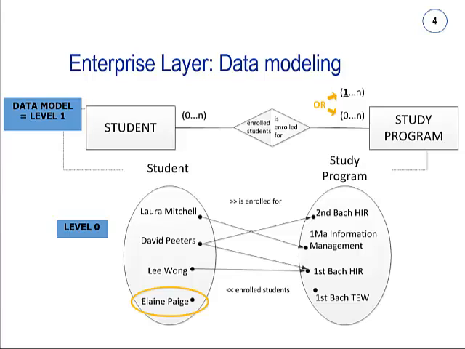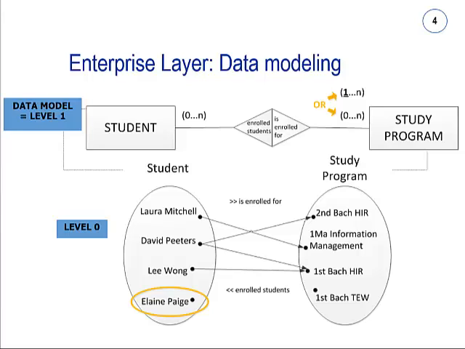And there is a relationship between them. A student is enrolled for a study program. Vice versa, the relationship can also be interpreted in the opposite direction. For a study program, you can have enrolled students. So there's a relationship between the business concepts of student and study program.